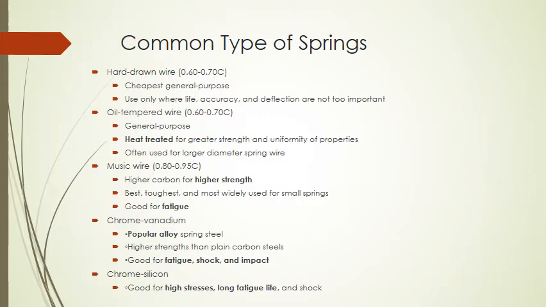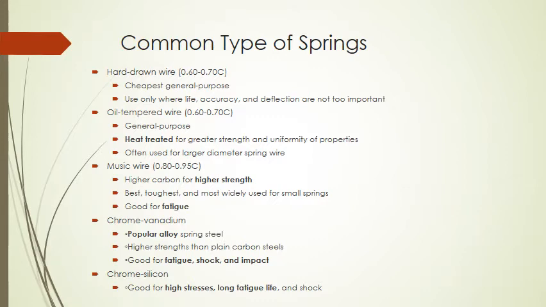Another type of spring is chrome vanadium. Chrome vanadium is again a slightly expensive material, and it has special properties for springs. These are used to make popular alloy spring steel.